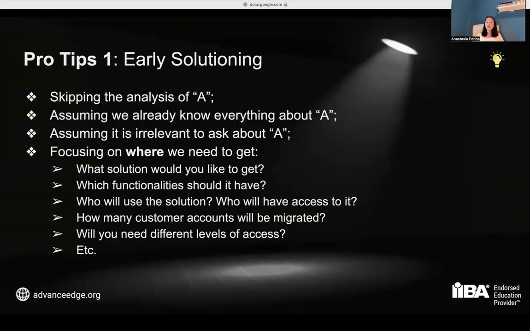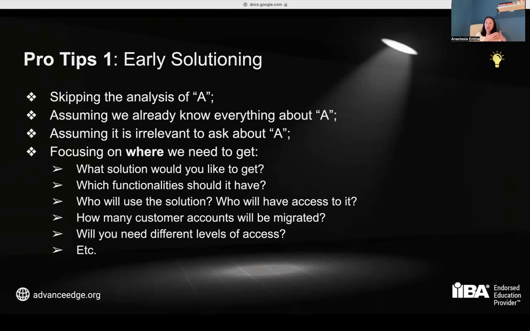Let's proceed. So here we have our first tip. It's about early solutioning, right? So early solutioning is when we start discussing the desired solution too early, right? For example, we miss or do not complete the current state analysis, but we already define the desired future state, right? And it is very important to keep the right balance here. It's not like you cannot think about the desired future state until everything about the current state is well known and agreed by everyone. No, it may be done in parallel, but it is very important to remember that you cannot fully understand the desired future state and the strategies that you might propose until you have enough understanding of the current state.